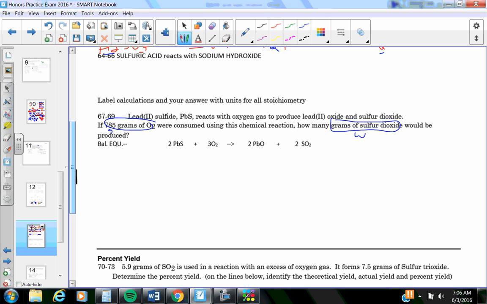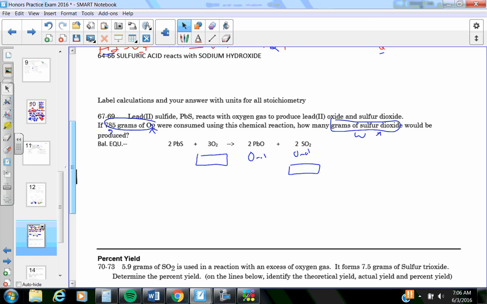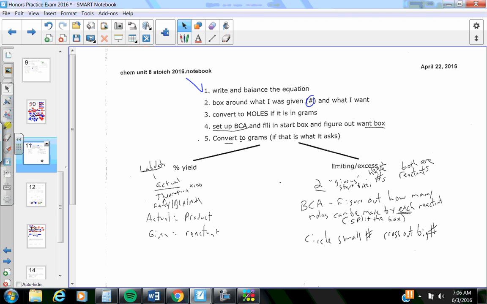And so I like to just figure out right away what it is we want to know. And I'm even going to jump ahead. It must be that this is an important box because it's oxygen. And the other one's sulfur dioxide. That's this one. This is the important box. You don't have to set it up as a true BCA table, but I'll just kind of remind us. We don't have to fill in everything. But these are the only two important boxes to deal with. Step 1, balance the equation. Box around what I was given.